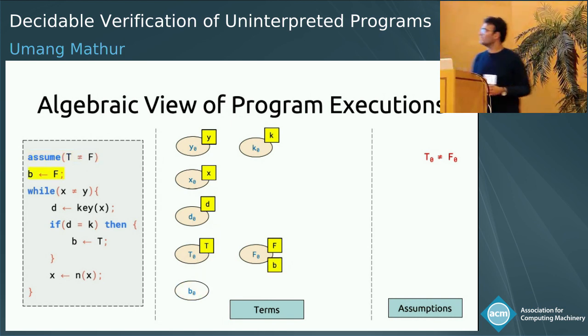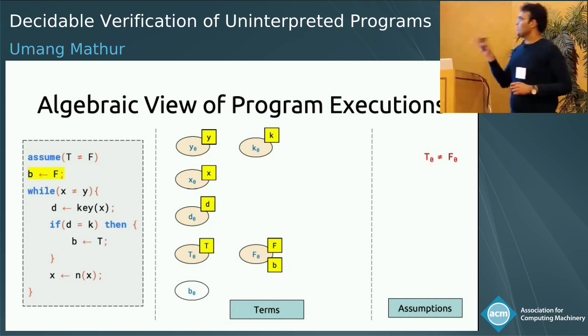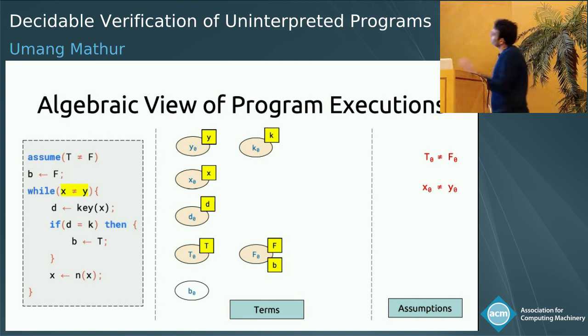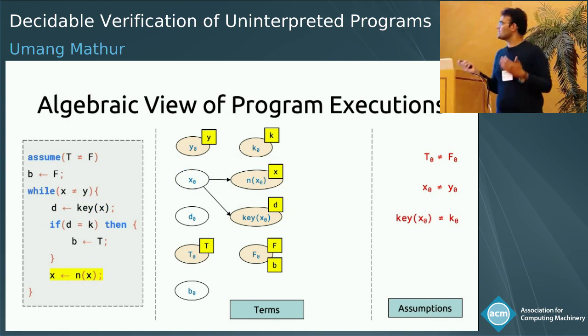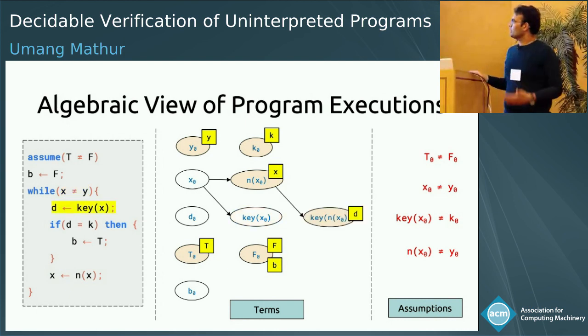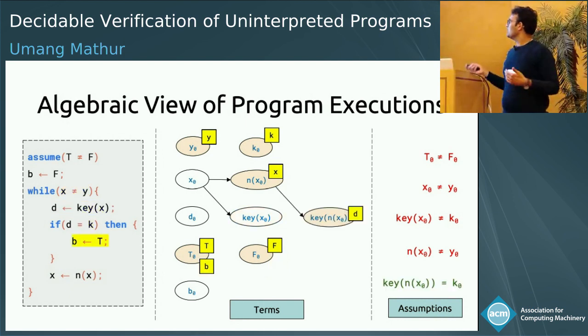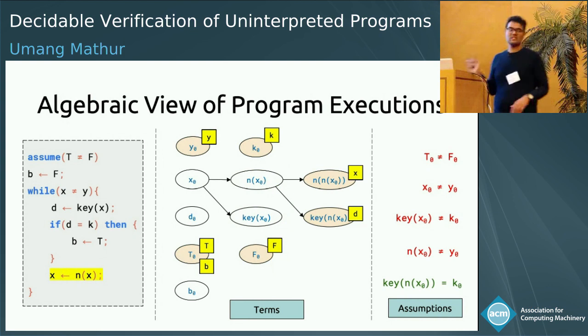If you look at this, the next step is this assignment of f to b, and that means the term stored in b is now f0. And as you proceed, you accumulate more constraints. At this point, a new term is being computed. So key of x0 is the new term, and now the variable d points to this term. If you continue this execution, you compute newer and newer terms, and you also accumulate constraints. So this is what the picture looks like at the end.